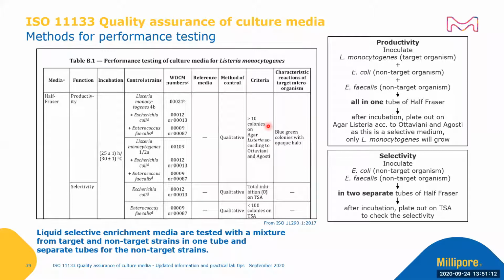For selectivity, you are using two additional separate tubes of Half Fraser, one for Escherichia coli as a non-target microorganism and one for Enterococcus faecalis as another non-target organism. Both will be plated out on tryptic soy agar, a non-selective medium, to show that they are suppressed in their growth in the Half Fraser. So they have to show a total inhibition for Escherichia coli and a reduced growth for Enterococcus faecalis.